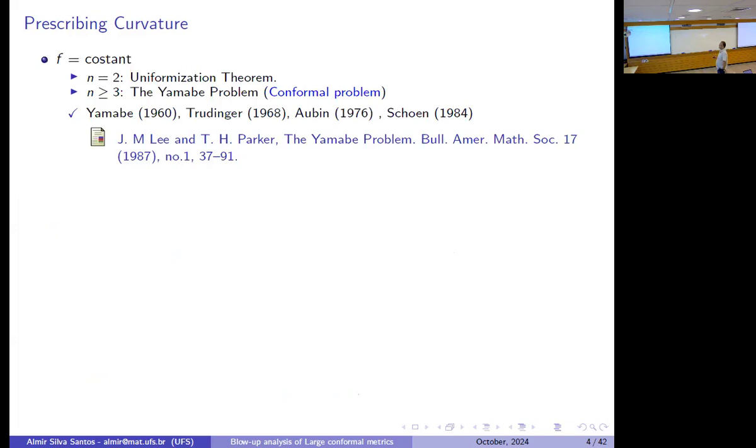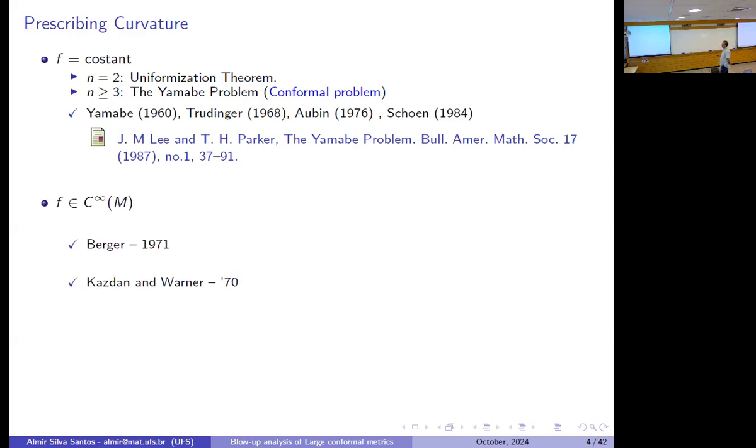The first case is when the function is constant. It's a famous problem. In dimension 2, you have the uniformization theorem. And if the dimension is bigger than or equal to 3, you have the Yamabe problem, which was solved by the works of Yamabe, Trudinger, Aubin, and Schoen. And you can see a beautiful resume of these works in this paper by Lee and Parker.